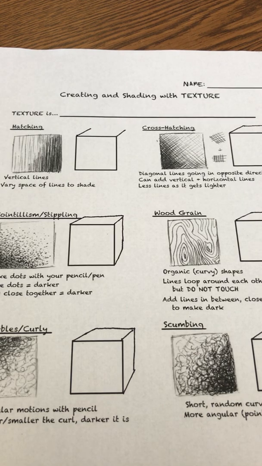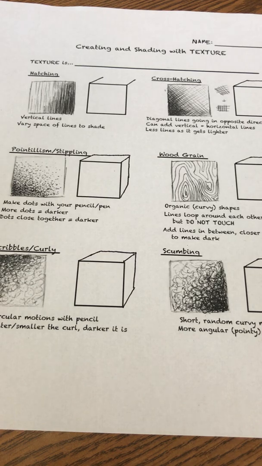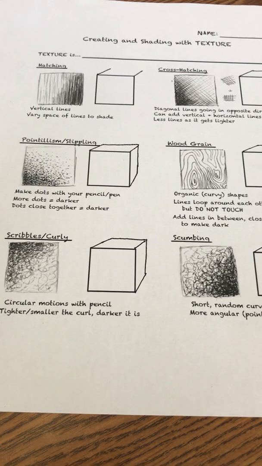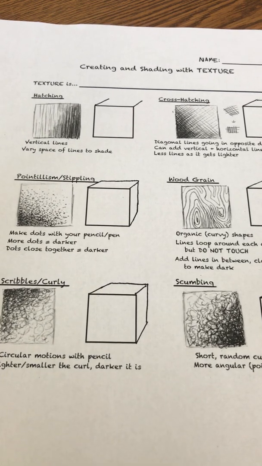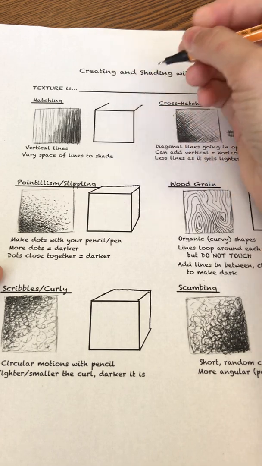So this week we're practicing using textures in our drawing and being able to create shading or values with those textures. So I'm going to demonstrate how to use those textures in a 3D way in order to make your objects look three-dimensional. In the folder you will find 6 different kinds of textures that we're going to practice today. And you're just going to make a 3D box.